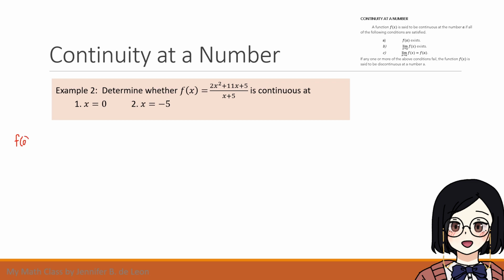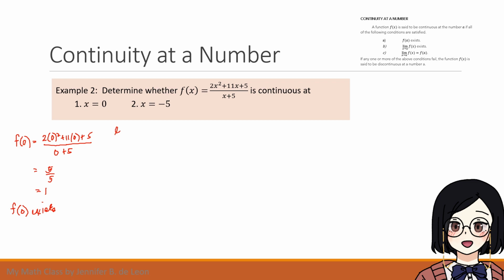We evaluate f(0). We will have (2 times 0² + 11 times 0 + 5)/(0 + 5). Simplifying this, we will have 5/5, which is equal to 1. Hence, f(0) exists. The first condition was satisfied.